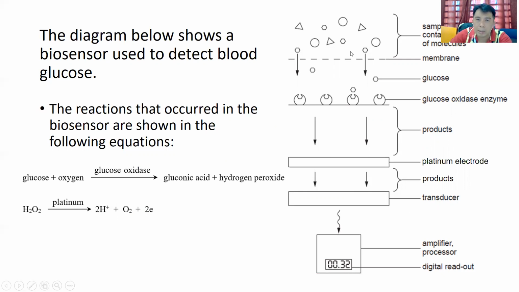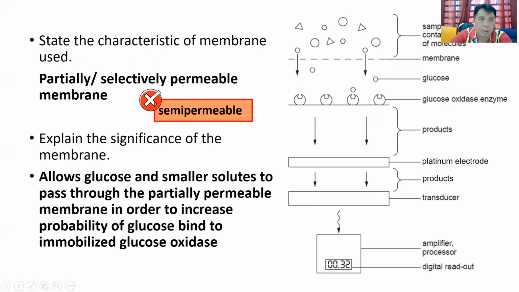Now, once you understand the question, you can answer it. State the characteristic of the membrane. Since they only use the membrane here, the characteristic is partially permeable membrane or selectively permeable membrane. We cannot accept semi-permeable. Explain the significance of the membrane. Similar answer: it allows glucose and smaller solutes to pass through the partially permeable membrane in order to increase the probability of glucose binding to the immobilized glucose oxidase.